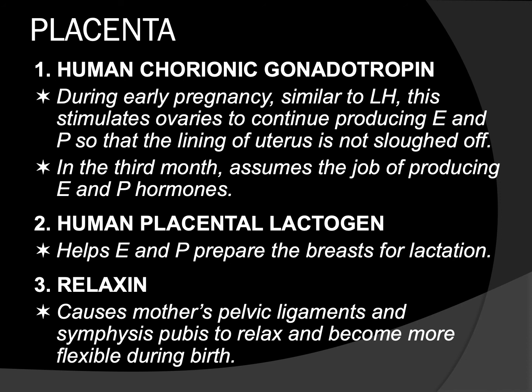Second is the human placental lactogen, HPL, or sometimes called somatomammotropin. So, ito naman, it also helps estrogen and progesterone to prepare the breasts for lactation. Kaya ang babaeng buntis, unti-unti, nag-e-enlarge ang breast. And third is the hormone relaxin, from the word relax. Ang hormone na to tumutulong para yung pelvic ligaments at yung symphysis pubis ng mother mag-relax and become more flexible during birth. This will make sure that vaginal delivery will be successful kasi hindi ganon katigas yung pelvic ligaments na dadaanan ng fetus vaginally.